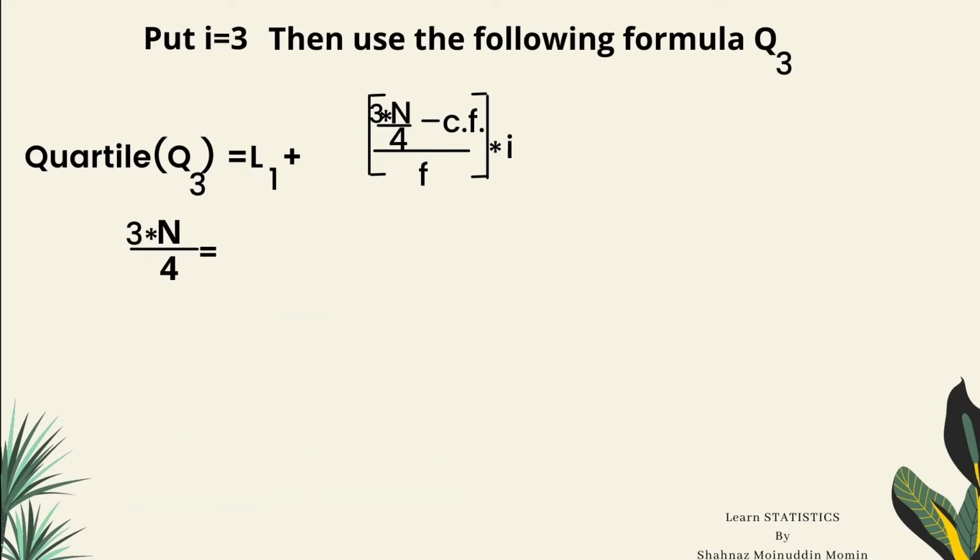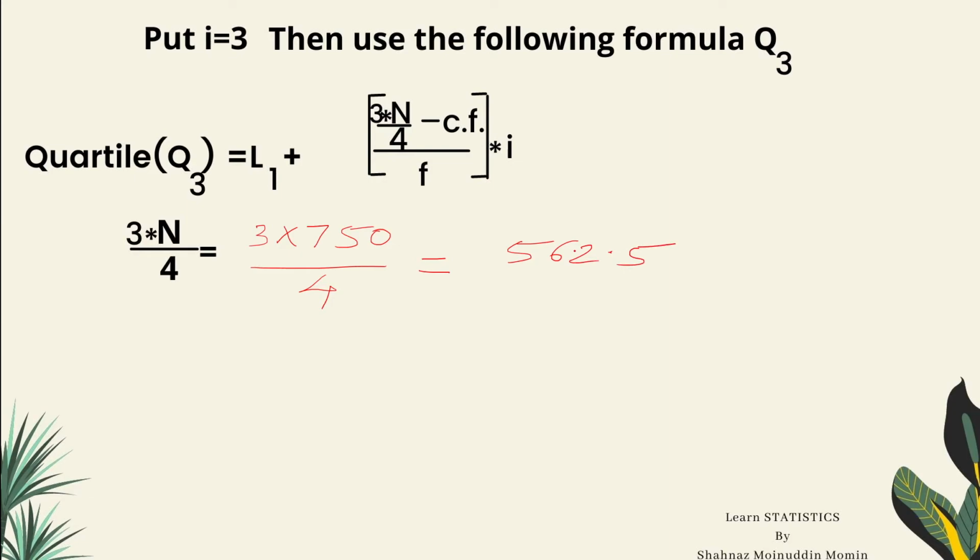Now, put I equal to 3 to obtain the formula for the third quartile, Q3. Q3 equal to L1 plus 3 into n by 4 minus Cf upon F into I. To obtain the third quartile class, calculate the value of 3 into n by 4, and it is 3 into 750 divided by 4, and that is 562.5.